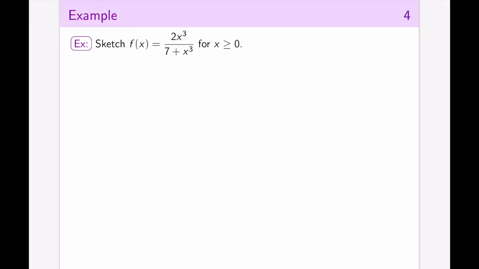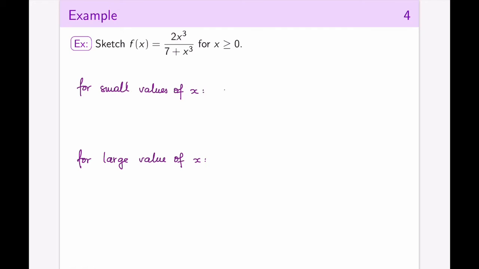So for the dominating power analysis, we will have two cases. We will have to consider what happens for small values of x, and we will have to consider what happens for large values of x. Once we have those two cases analyzed, we can actually put our analysis on the graph.